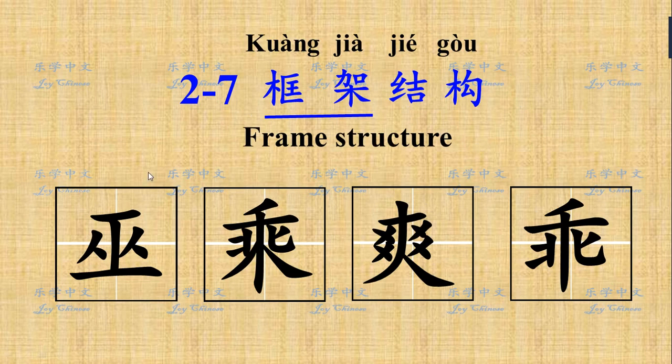The next one we call frame structure. This one you see has a very clear structure, like a frame. Like when you make a house, you have a roof, you have a supporting part, you have the floor, right? It's all the same. It has a frame structure like this, like a cross. This one is the same. 框架 means frame. 框架结构.